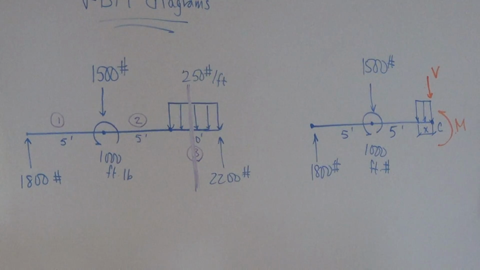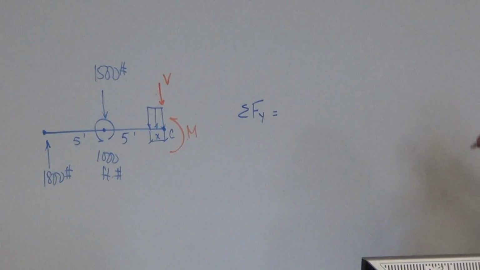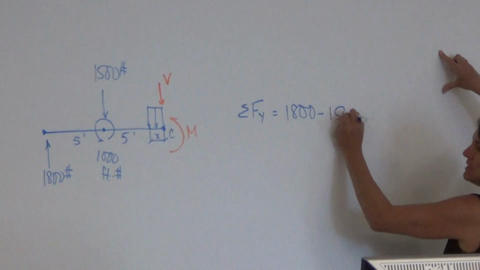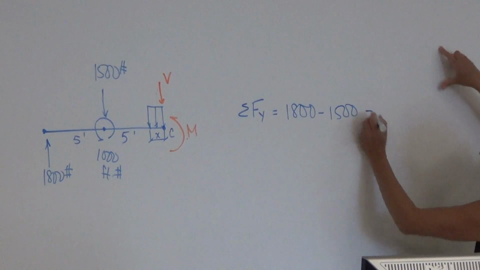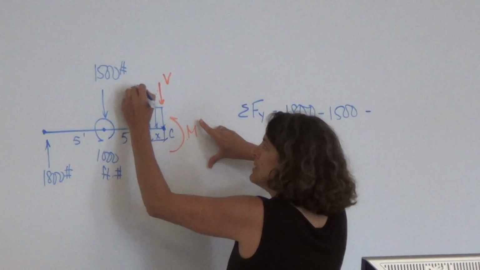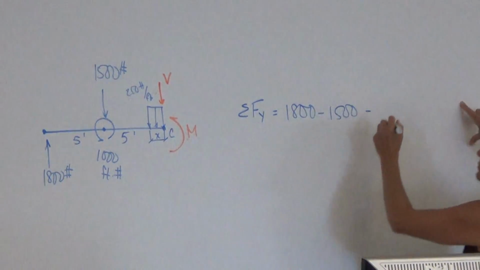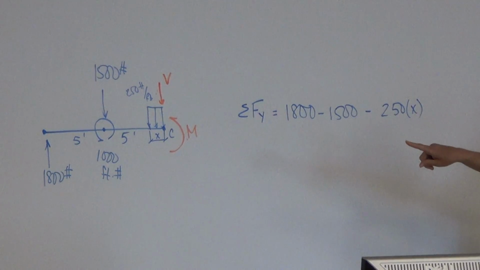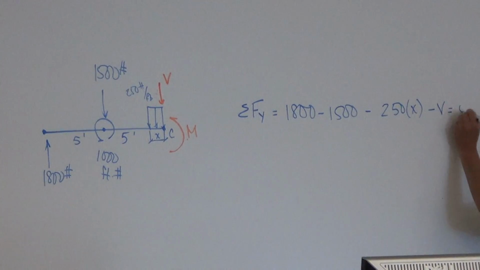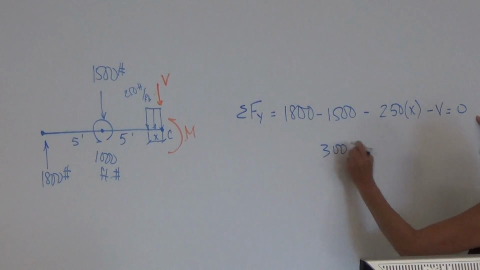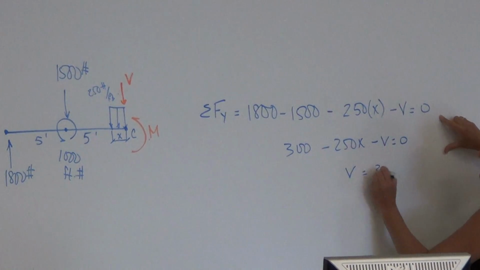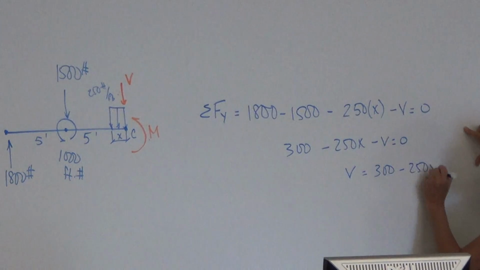So if I wanted to sum up my forces here, sum of my forces in the y, Kyle, what's my sum of my forces in the y? 1,800 minus 1,500. And then the distributed load. Oh, we didn't write the distributed load. 250 pounds per foot. So 250 times x, because x is the distance. And then what else do I have in there? V, and it's a negative, right? Equals 0. So it comes out to be 300 minus 250x minus V equals 0. So V is equal to 300 minus 250x.